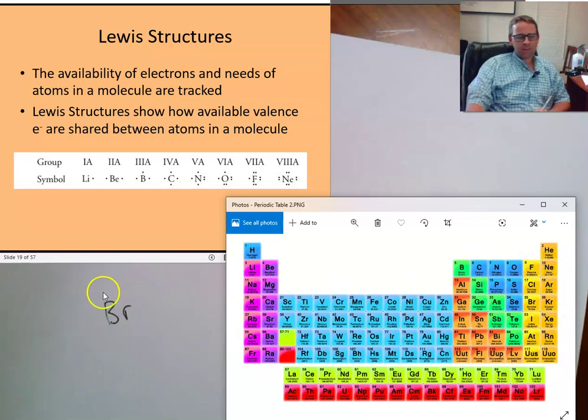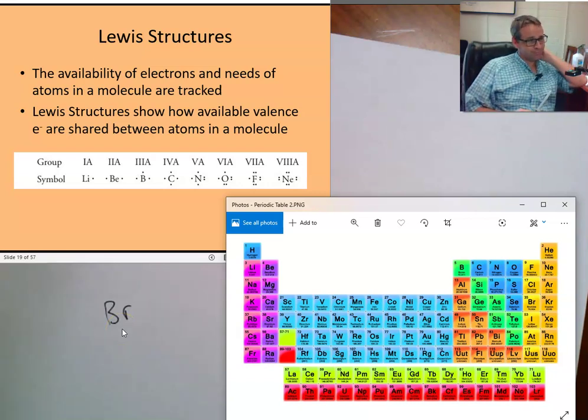So bromine, let's see if Landon can tell us how many valence electrons does an atom of bromine have? Is it 7? It is 7. It's 7 valence electrons.